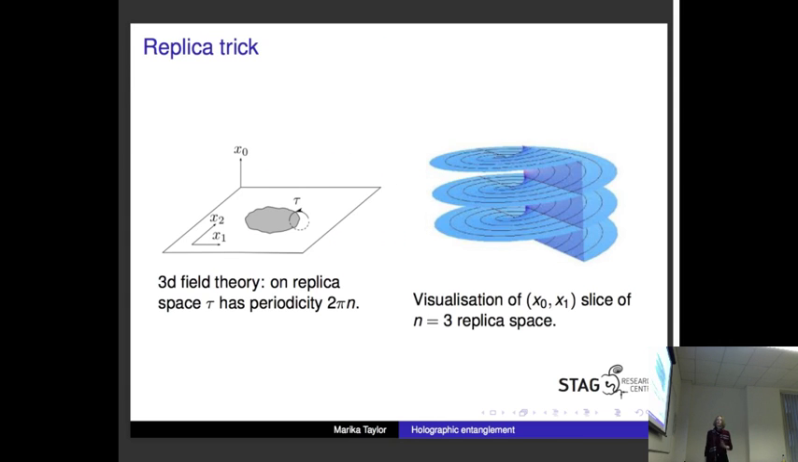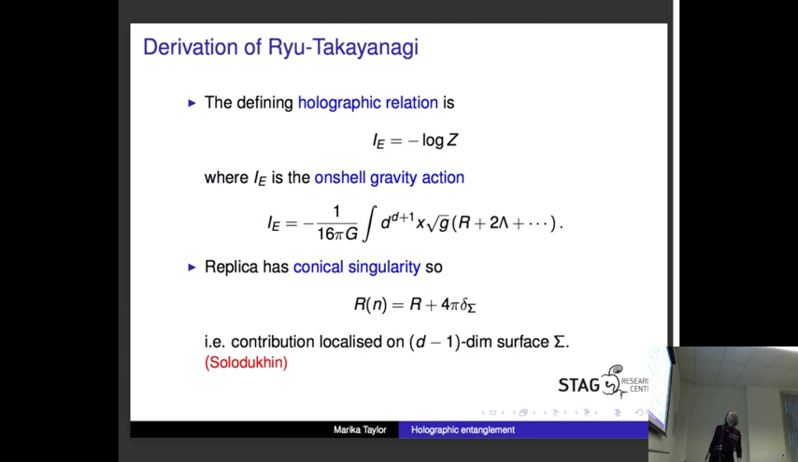Okay. So now let's see what this has to do with where the Ryu-Takayanagi formula comes from. Okay, so I told you in holography we can calculate the partition function. So if you want to remember only one thing from this talk, this is probably a good thing to remember about holography.